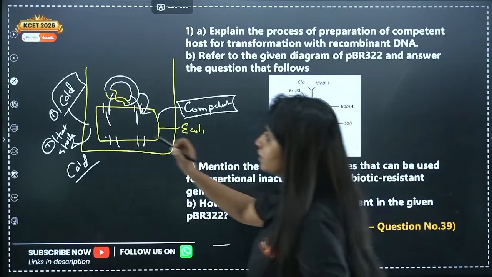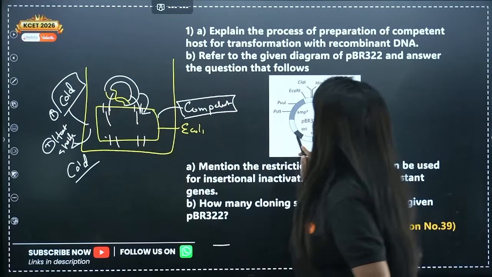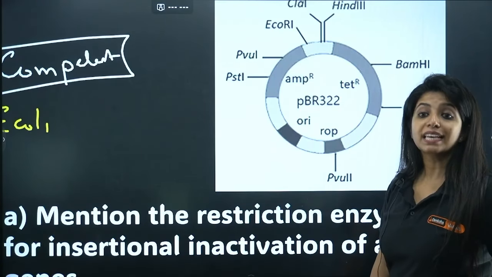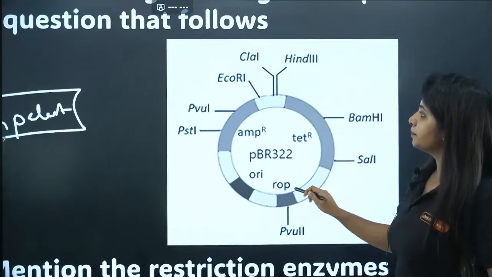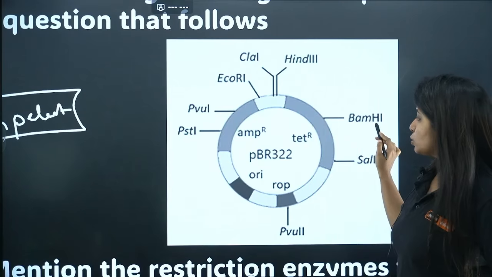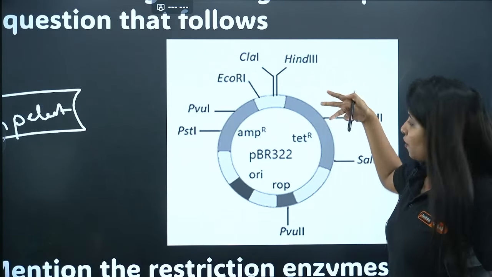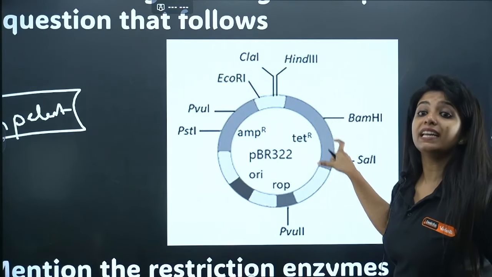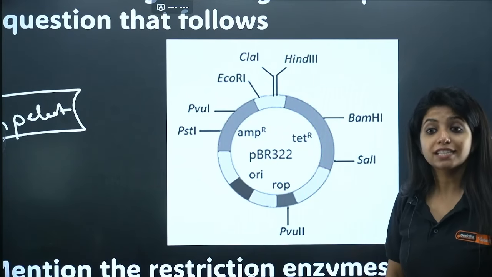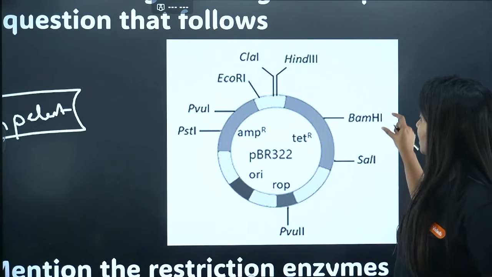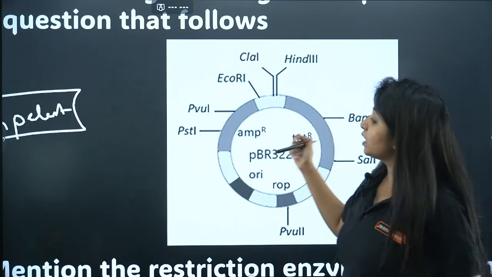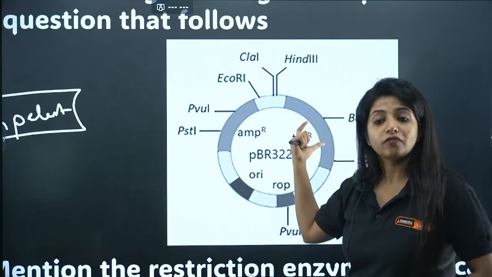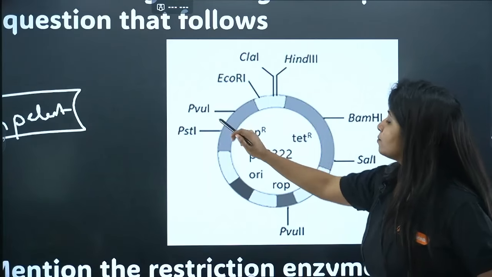You have two antibiotic resistance genes right over here. One is ampicillin and the other one is tetracycline. If I want to make this inactive, I will be using either BamHI or SalI, because when I use it, it is going to make a cut over here, and I'll insert my gene of interest, which will inactivate this tetracycline. This is known as insertional inactivation. So I can either use BamHI, SalI, or I can use PvuI and PstI to do insertional inactivation of the ampicillin resistance gene. So these are the options that I have.